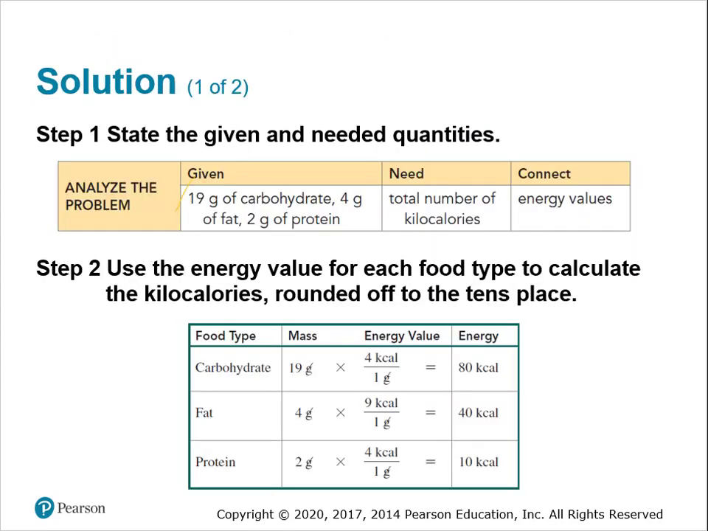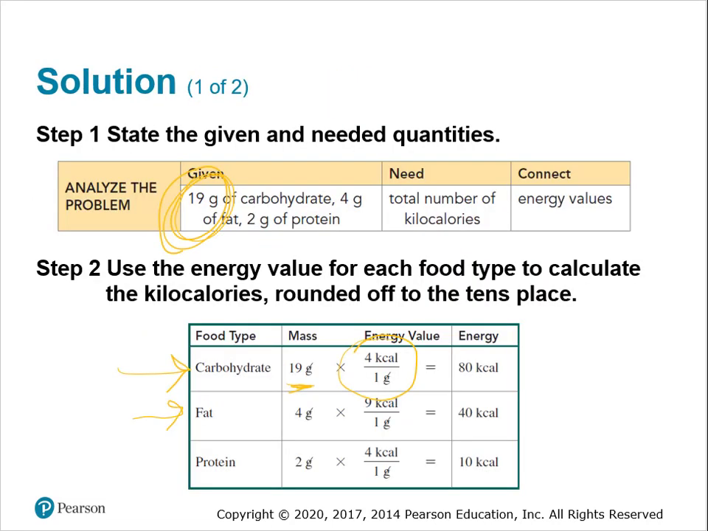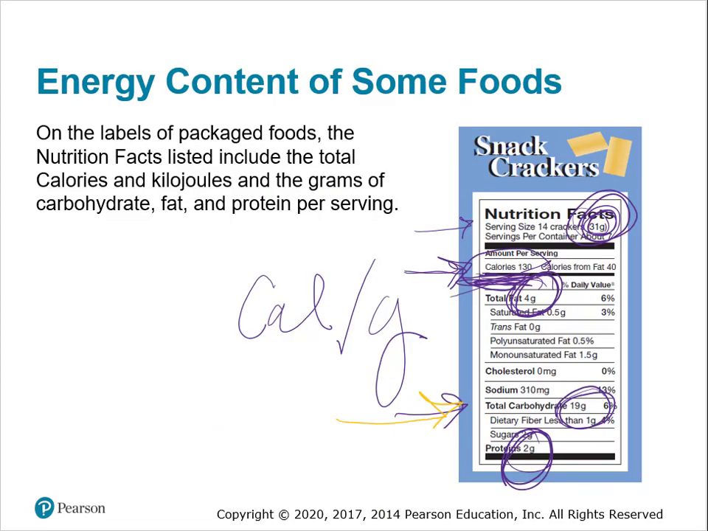Let's see what we know. Again, we were told that we had 19 grams of carbohydrates. So here's our food type of carbohydrate, 19 grams, and we're going to multiply it by that energy value given here, where we were told the energy value in kilocalories, which is equal to a nutritional capital CAL. We are going to use that fat value, the 9 kilocalories per gram, and then the protein was 4 kilocalories per gram. So we had 19 grams of carbohydrates, again right here. We had 4 grams of fat, and we had 2 grams of protein.